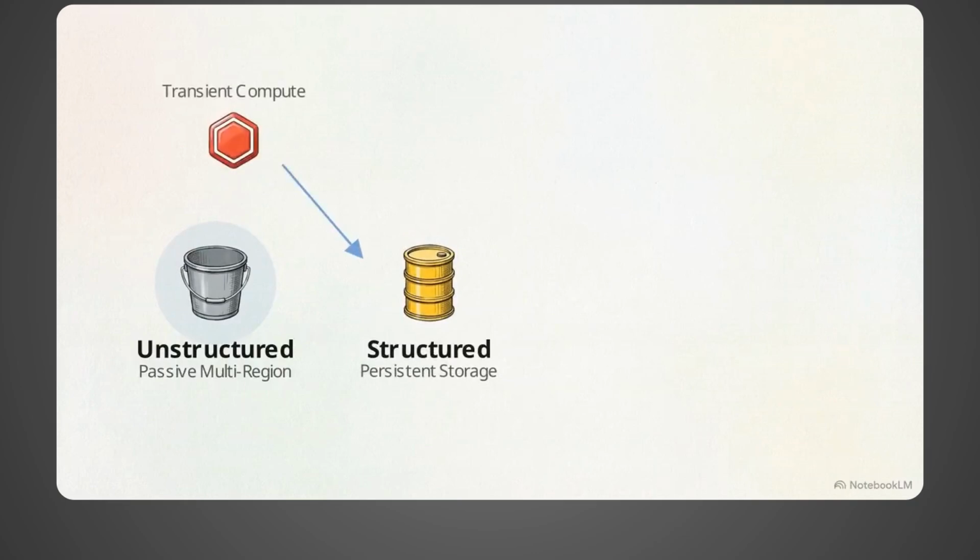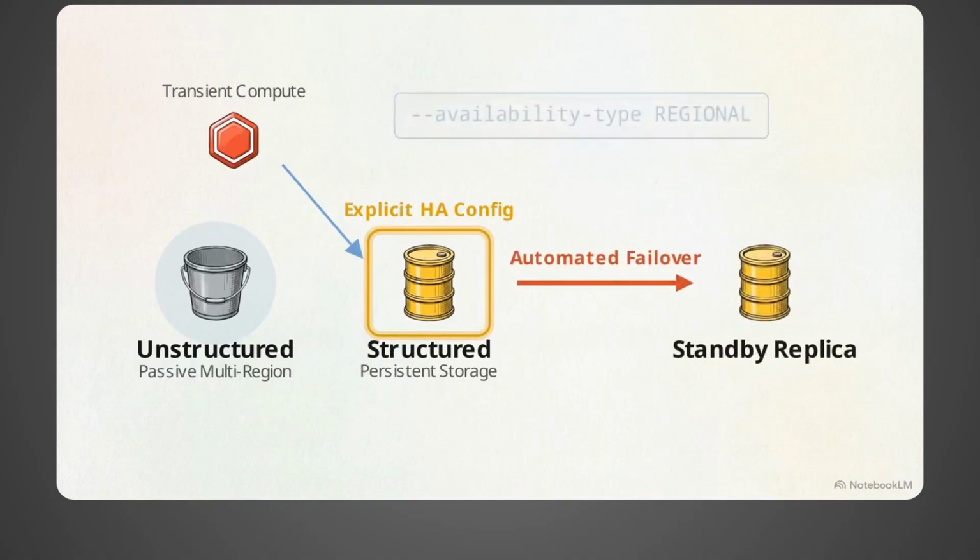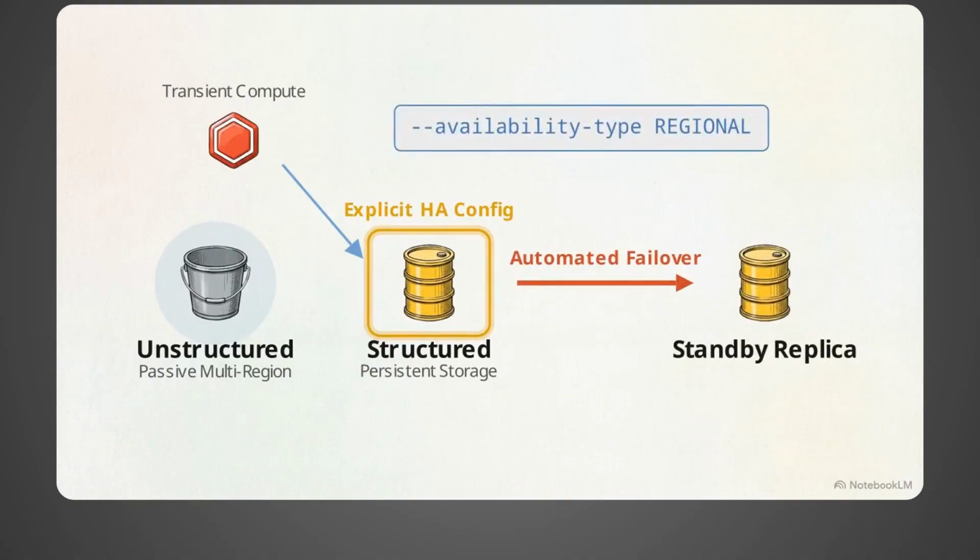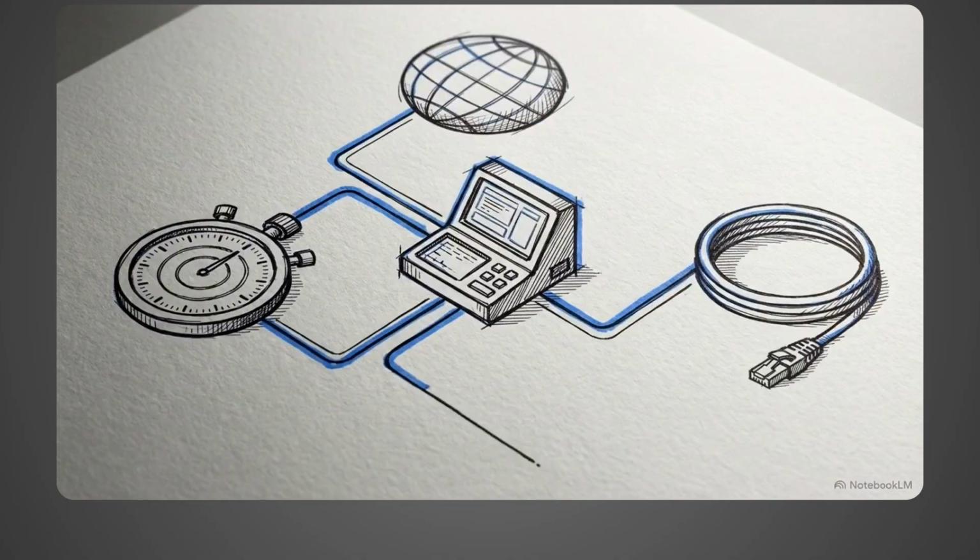This unstructured bucket creation contrasts sharply with the requirements for structured database services. For databases like Cloud SQL, high availability requires explicit configuration. You must define automated failover using flags like --availability-type. Geographical deployment requires precise CLI flag management to balance availability, consumer latency, and bandwidth costs.